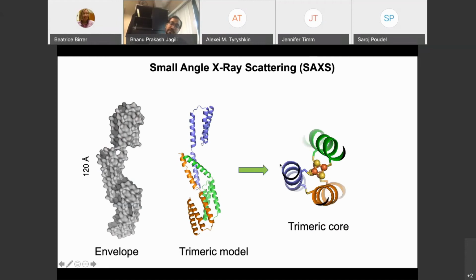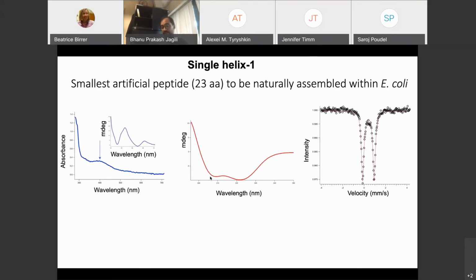So this is how the trimeric core looks like. And here we ask ourselves a question: what happens if we truncate between helix 1 and helix 2? What happens if we incorporate a stop codon just after helix 1? Will it assemble inside E. coli, because this peptide is quite small? So we made the truncated mutation and expressed the truncated peptide in E. coli, and the answer is yes, it does bind an iron sulfur cluster inside E. coli. So this is the smallest artificial peptide or protein that we can make assemble with an iron sulfur cluster directly from E. coli.